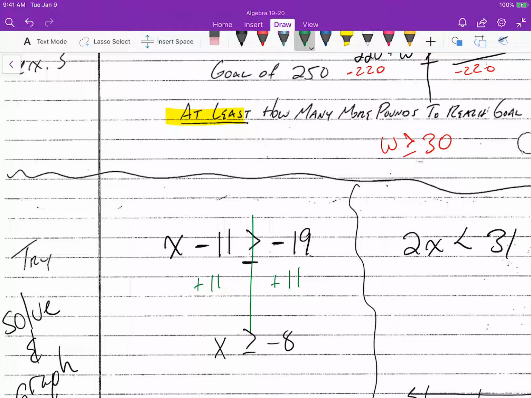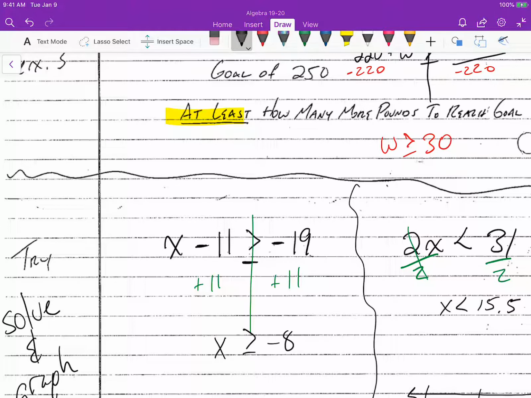Or in the future, we could have multiplication. So 2 times what is smaller than 31? Well, divide by 2. If I'm going to divide a number by 2 and it's an odd number, I'm probably going to end up with a half. So that would be x is less than 15.5.